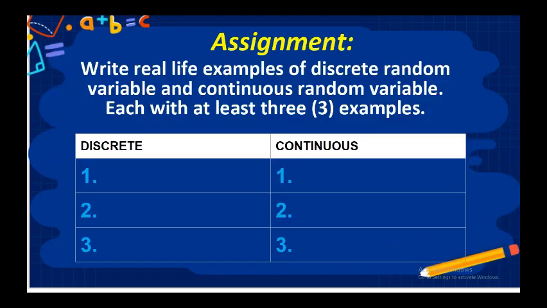For your assignment, you can submit it using Facebook Messenger. So what are you going to do? Write real-life examples of discrete random variable and continuous random variable, each with at least 3 examples.